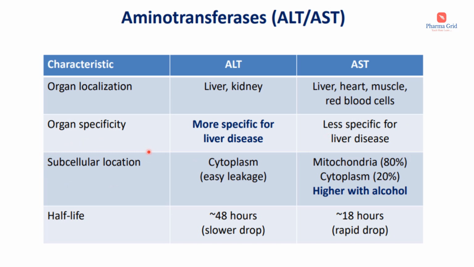Then coming to subcellular location, ALT is mainly located within the cytoplasm. So in case of minor injury, there will be easy leakage of ALT. Whereas the majority of AST, that is 80%, is located within the mitochondria and only 20% in the cytoplasm. These AST levels are higher in case of alcohol-induced liver injury. Coming to the half-life, ALT has a longer half-life compared to AST.